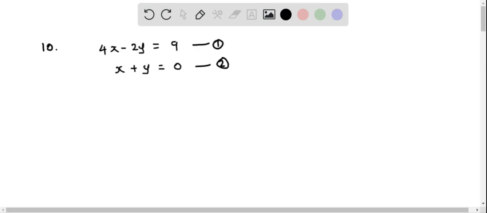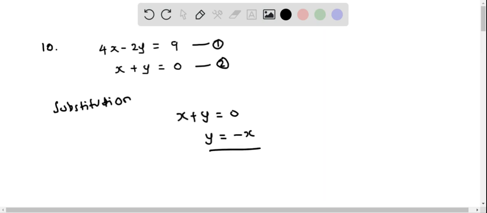Let's solve this system of equations by hand calculation. So there are two methods which we can utilize. One of them is the substitution method, and the other one is the elimination method. I'm going to solve by the substitution method. So let me consider the second equation. We have x plus y equal to 0. Now I solve for y from this equation by subtracting x from both sides. So I get y equals negative x.